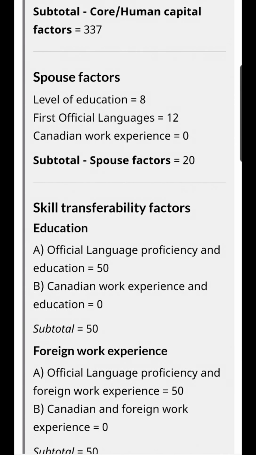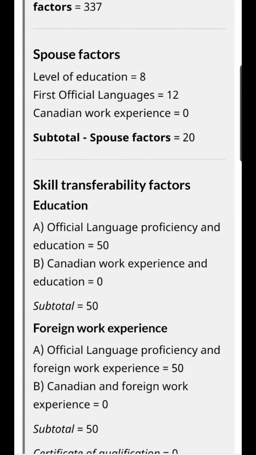Then spouse factors. For your spouse also, you will get a score for their level of education, official languages, and Canadian work experience. In level of education, I get 8 marks because I gave the spouse's degree as bachelor's degree. If it is a master's degree, then the score will increase. In first official language, the score here is 12. If you get more score in IELTS, then the score will be improved. So spouse factors is 20.